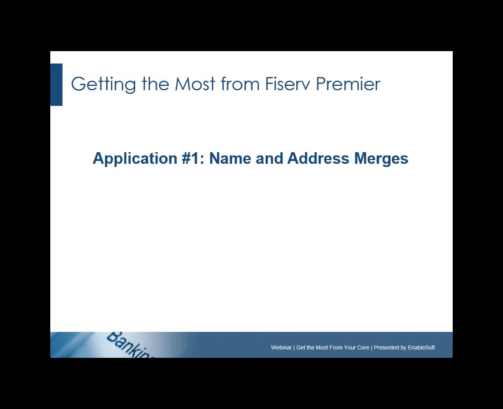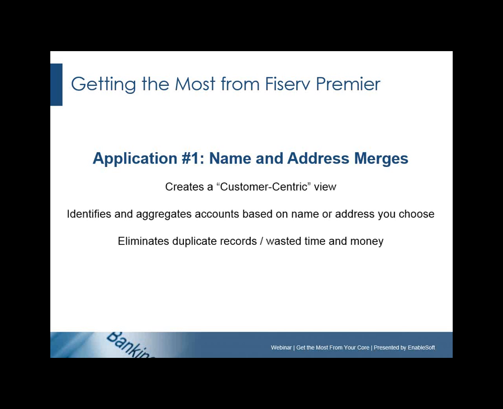So when we talk about getting the most out of Fiserv Premier with digital employees, we're talking about several things, the first of which is name and address merges. So let's talk about that now. For Premier customers who've recently moved away from or been moved away from the portfolio model that was introduced a little more than 2 years ago, you've probably been left with multiple records for each of your many, many customers. To better understand the total relationship among and between the multiple accounts of each customer, and create what we here call a customer-centric view, we need to be able to merge these multiple accounts under one name and one address. And that's exactly what digital employees empower banks and credit unions to do for themselves.